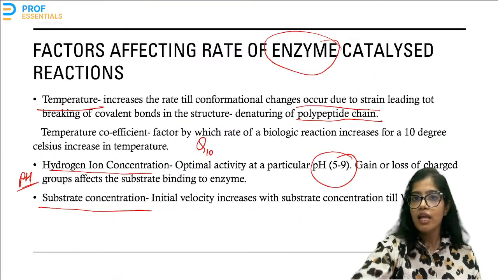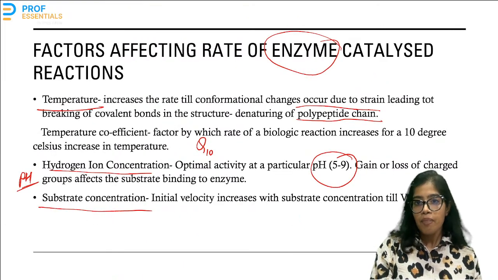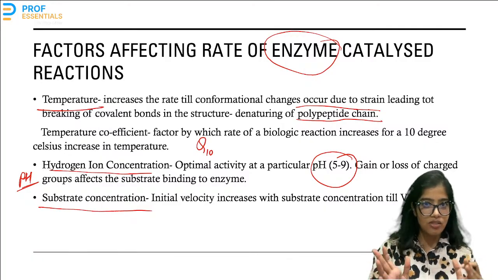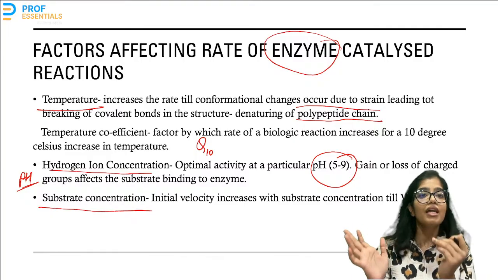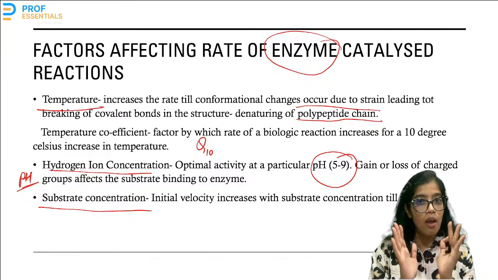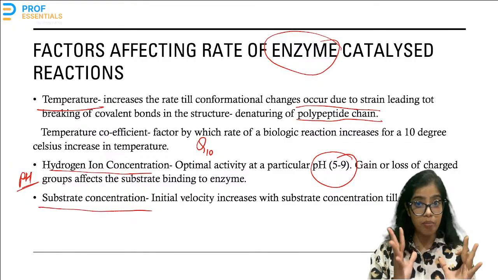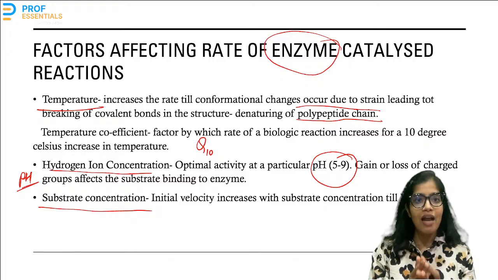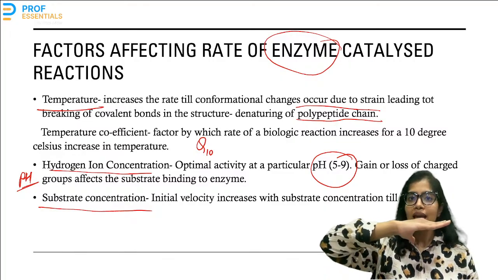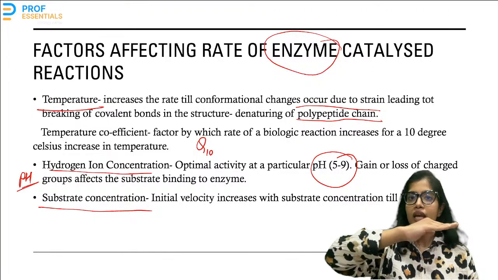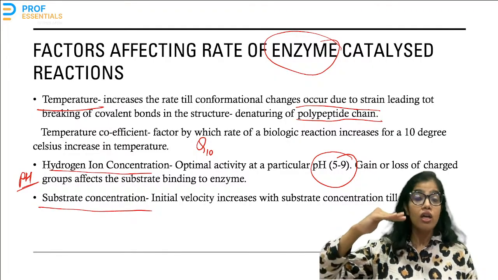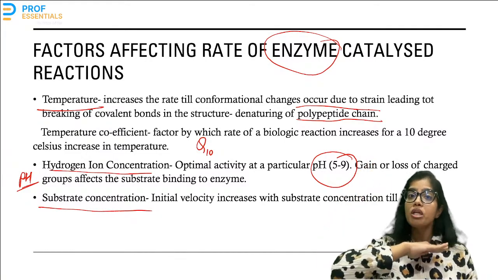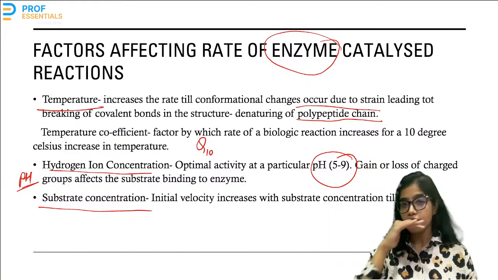What happens in an enzyme catalyzed reaction? Initially, the rate of the enzyme catalyzed reaction is going to increase with an increase in the substrate concentration, but, a big but, only till a particular limit. After that, the rate is going to plateau, or stabilize. If you increase the substrate concentration beyond that limit, there is going to be no change in the rate of the reaction.